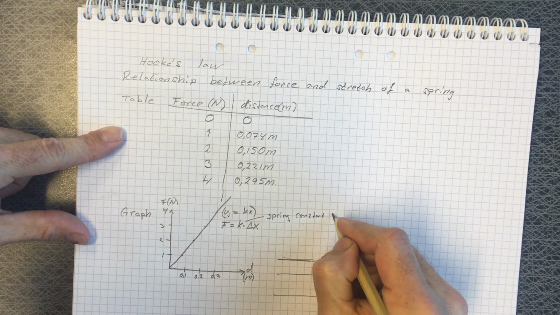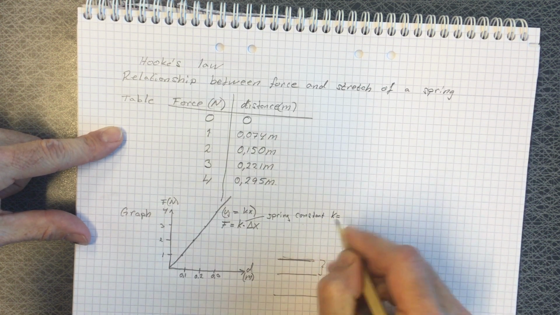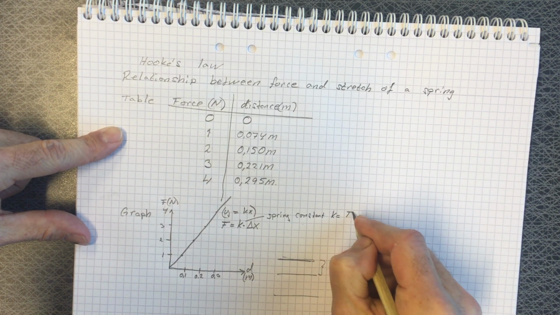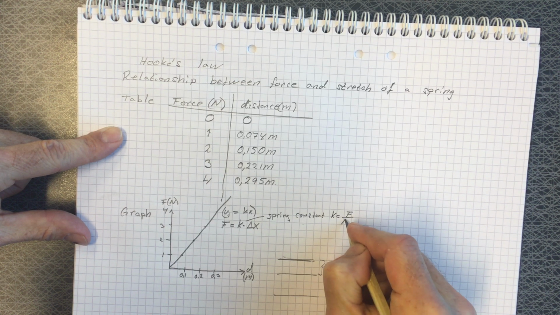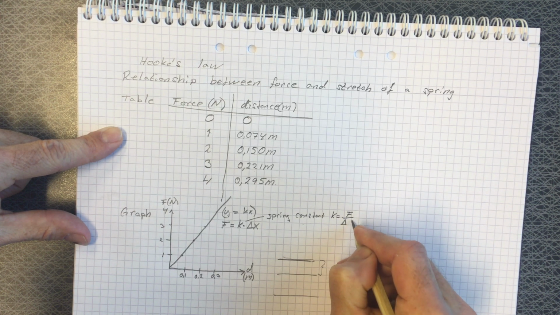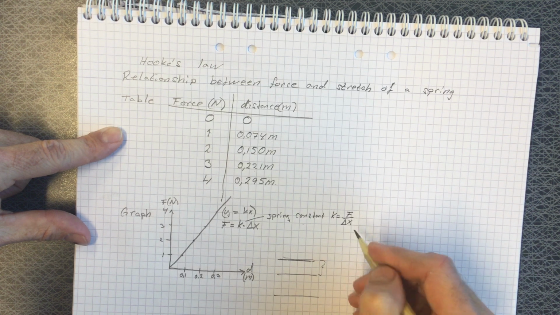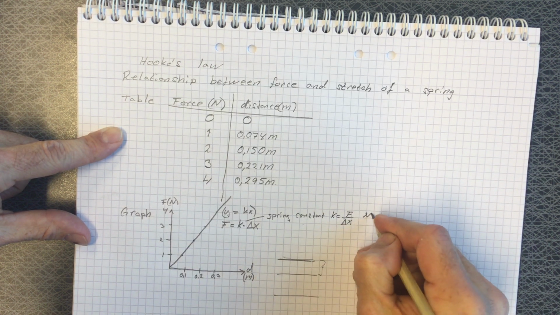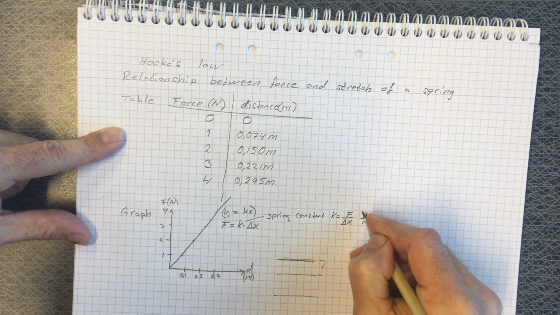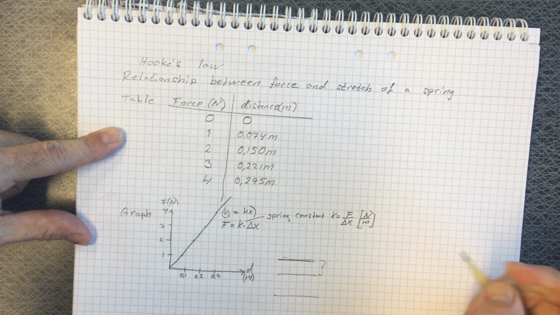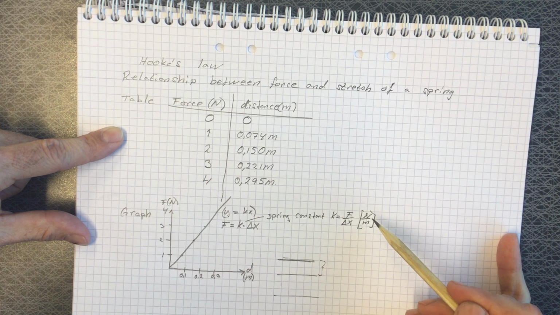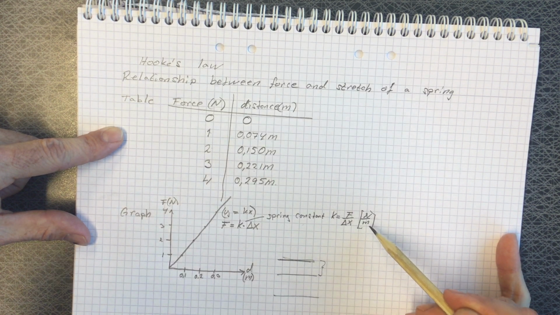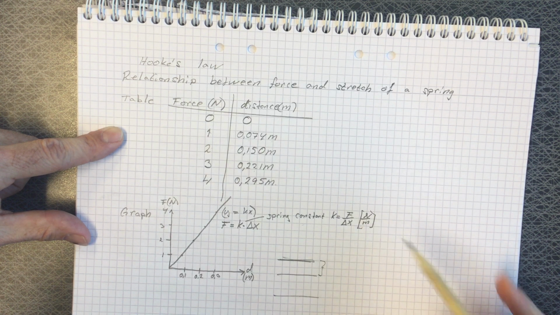And if you would like to calculate the spring constant, you need to take the force and divide it with the stretch, the change in x. And then the unit for the spring constant is Newton per meter. You can have Newton per centimeter also, or millimeter, or any unit here, doesn't matter.